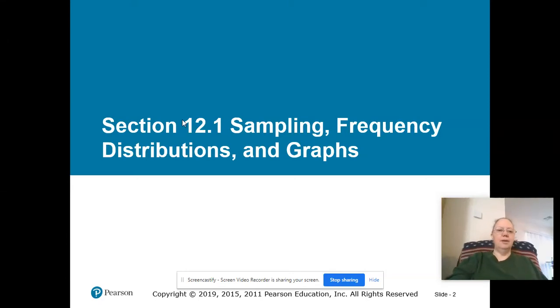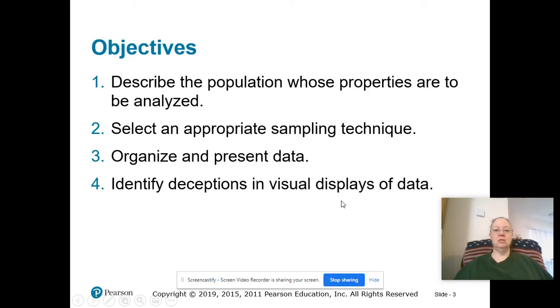All right. Section 12.1, we're going to start the statistics chapter. And we're going to be talking about sampling, frequency distributions, and graphs.